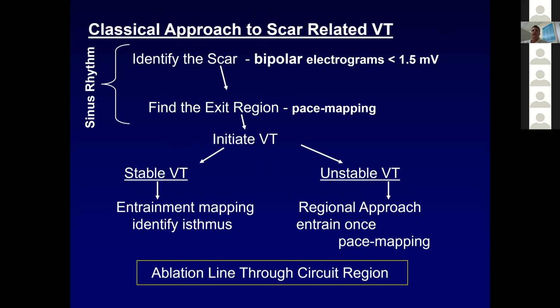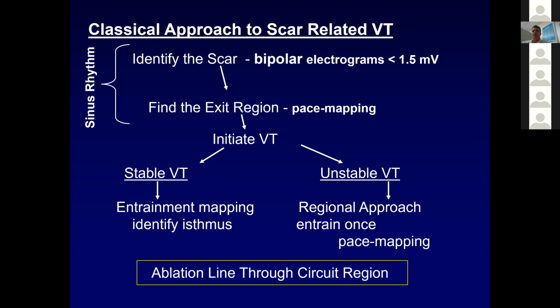Okay. The classical approach, this is the way I was trained, certainly by my mentors in Boston, to address VT, and this was really before imaging. I was a fellow in 2009 to 2011 for EP at least. And we identify the scar by the standard definition of less than 1.5 millivolts, and that's a moving target these days with high density mapping and smaller electrodes. We found an exit region if we had a 12-lead of VT either from induction at the time of the procedure, from an ECG, perhaps in the emergency department.